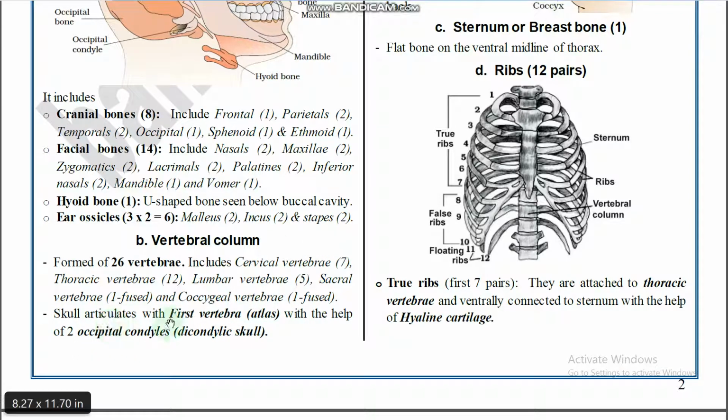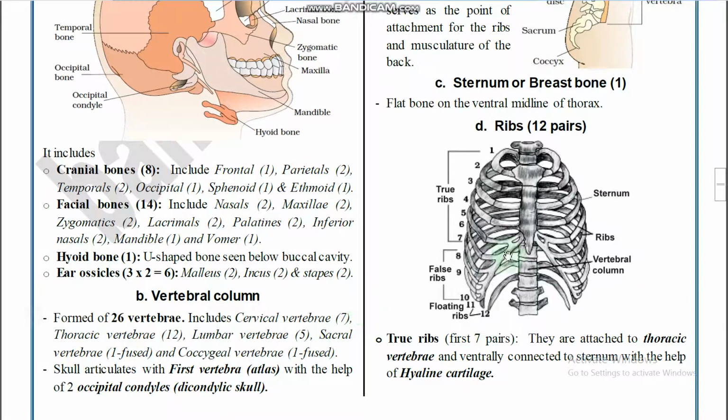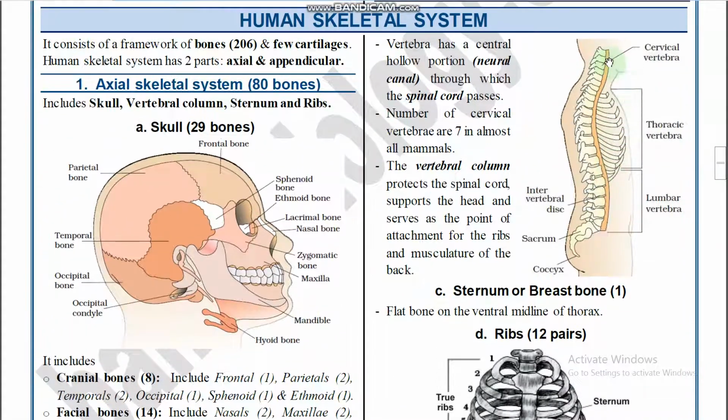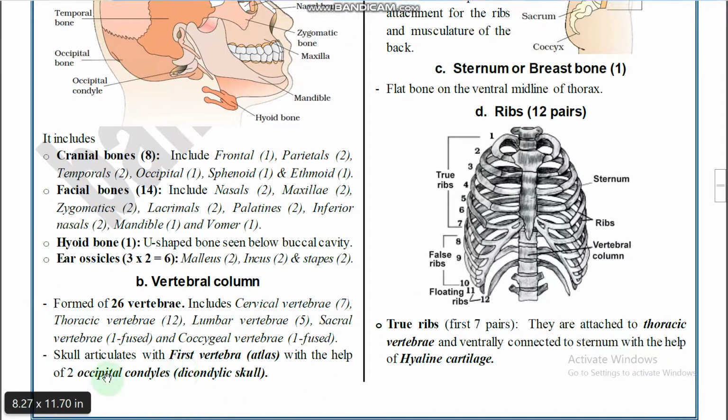So the skull articulates with the first vertebra, called the atlas, with the help of two occipital condyles, that is called a dicondylic skull. So the first vertebra in the cervical region is called the atlas. To the atlas, the skull is attached. So there are two condyles present. Whenever two occipital condyles attach with the atlas, that is why our skull is called a dicondylic skull. In case one condyle is present, that is monocondylic, which is not present in mammals. So in humans, it is a dicondylic skull only.